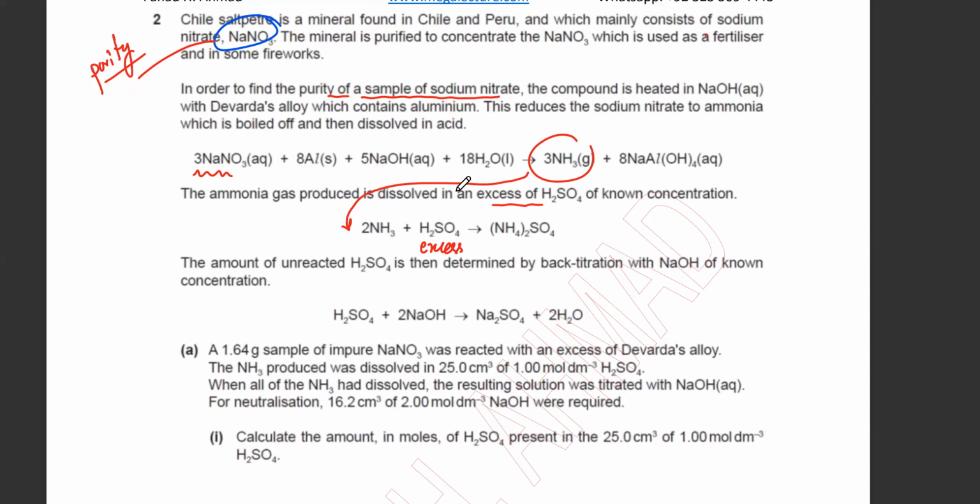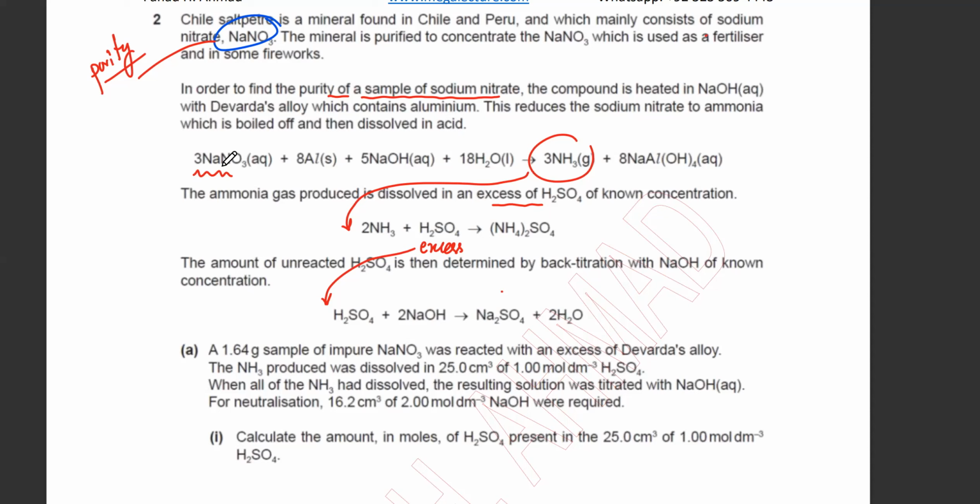And then it states that the amount of unreacted H2SO4 is then determined by back titration with NaOH of known concentration. So you've got an excess of H2SO4, the amount of unreacted H2SO4. The H2SO4 that did not react in the previous reaction, its amount is determined by back titration with NaOH. So this is what's happening. There are three reactions involved.